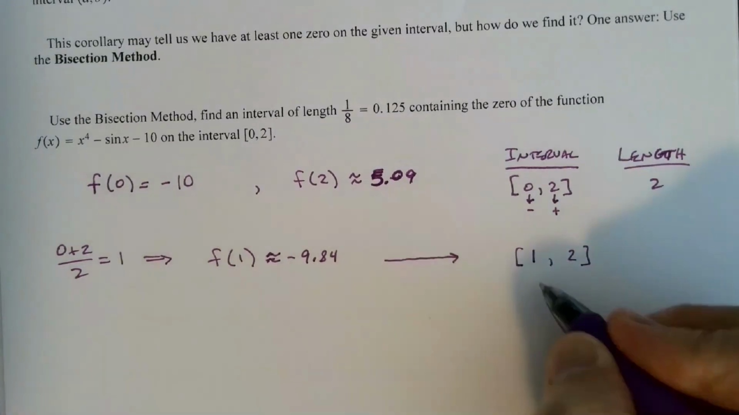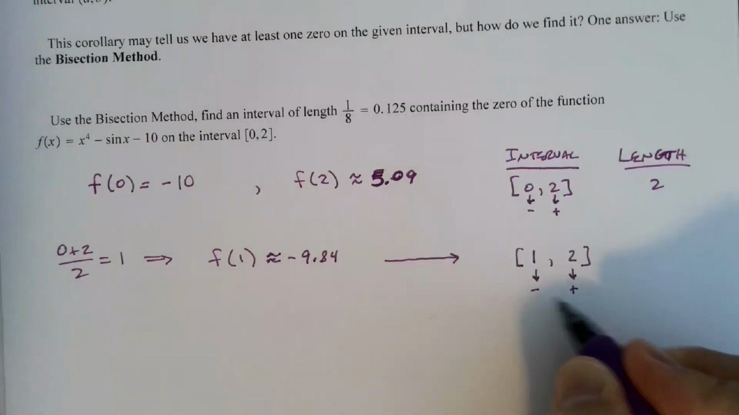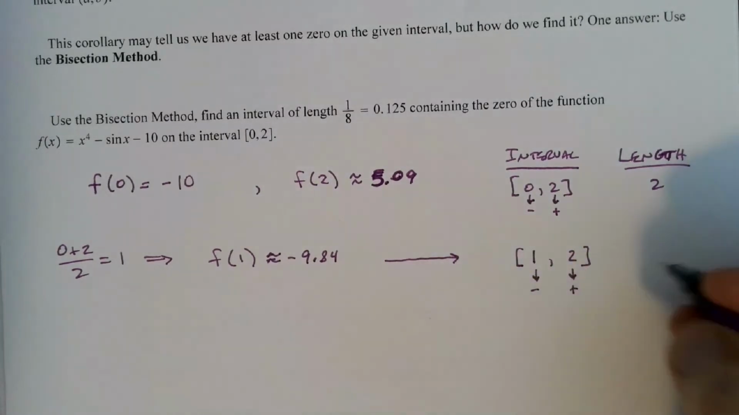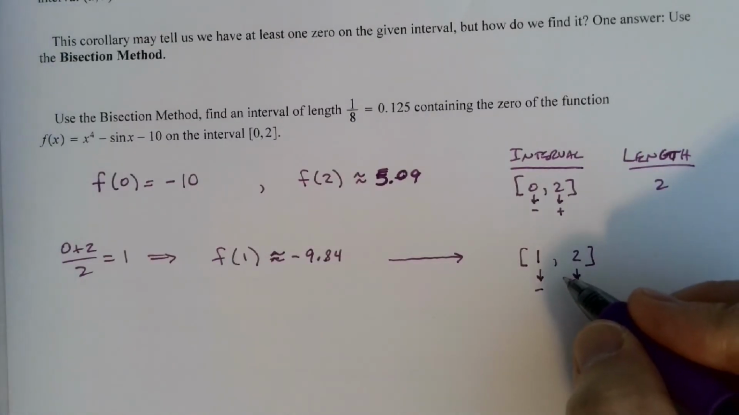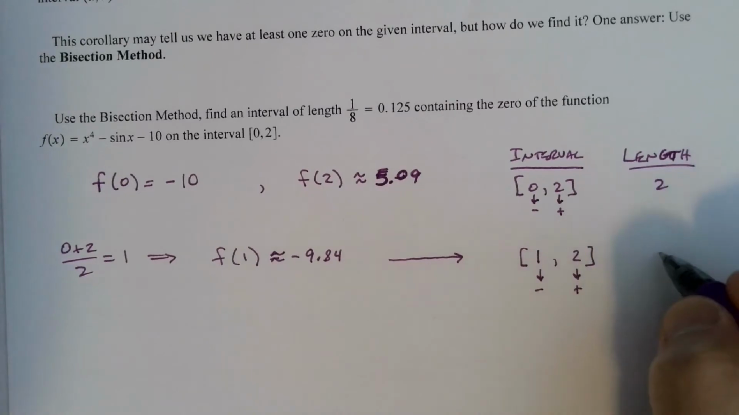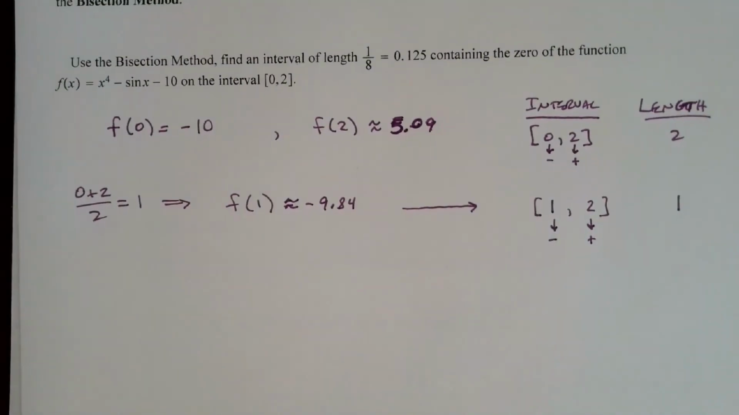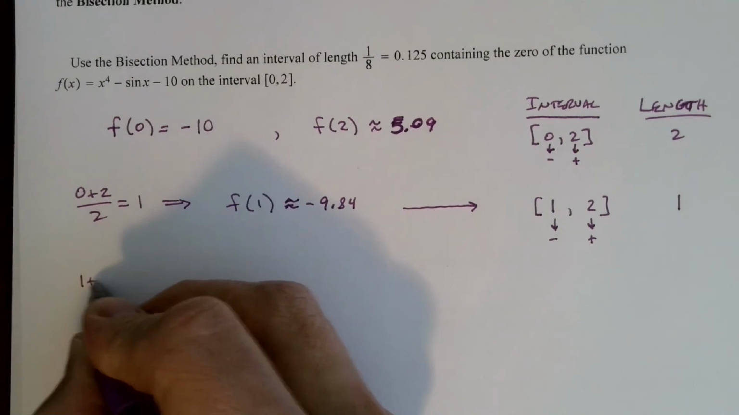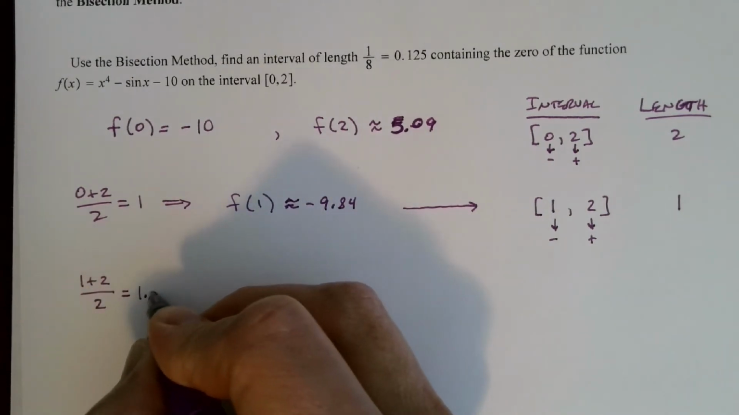Knowing that at 1, again, we are negative. At 2, we're still positive. So since there's a change in sign for the outputs at 1 and 2, I know in between 1 and 2, there's at least one value where the output of the function is equal to 0. And the length we've cut in half is now 1, right? Bisected. So each time I do this step, I'm going to cut it in half. Now I'm going to take halfway between 1 and 2, right? So if I take 1 plus 2 and divide it by 2, I get 3/2 or 1 1/2.